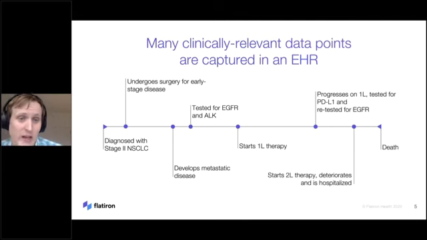Similar to a trial, we can conduct research with them if we're able to glean these unstructured data elements and unite them with structured data elements. For example, here's a patient who might be diagnosed with early stage cancer, and then we have notations about surgery the patient might have had. We then might also have a clinic note that they developed metastatic disease, that they were tested for certain standard of care biomarkers, and that they started their first-line therapy, and there's progression. They were tested for an EGFR resistance, and then we have additional therapies they might have taken, and then unfortunately, a death outcome might be noted in the EHR.